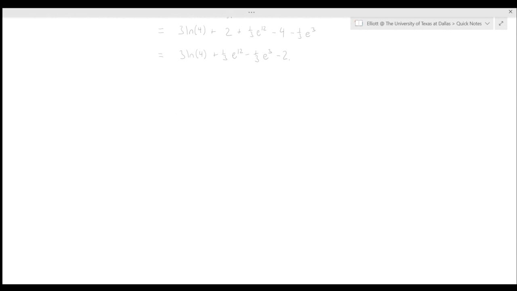Okay, so let's do some more problems. I'll take a look at number 3 right now. So we've got the indefinite integral of x minus 1, and then times x squared minus 2x plus 4 to a power of 7.